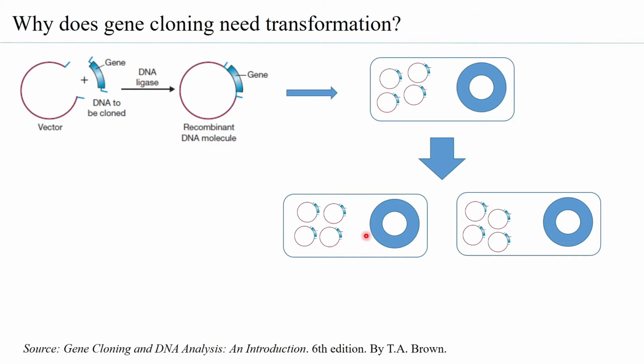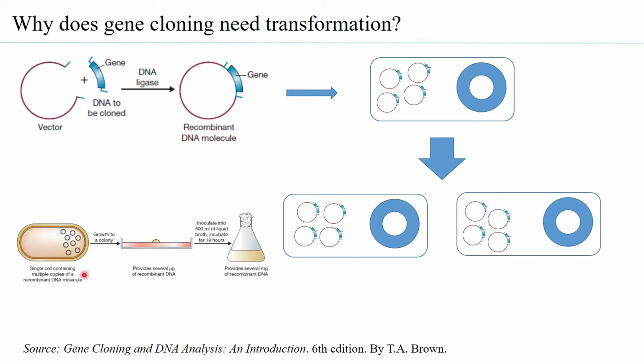So effectively at this point, what we understand is that if you have a bacterial cell which contains several copies of the plasmid DNA or the vector DNA, then you will get DNA in nanogram quantities.